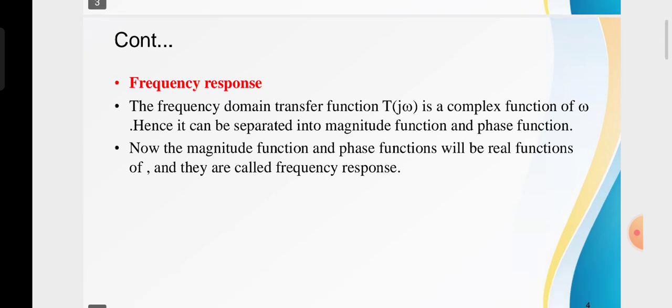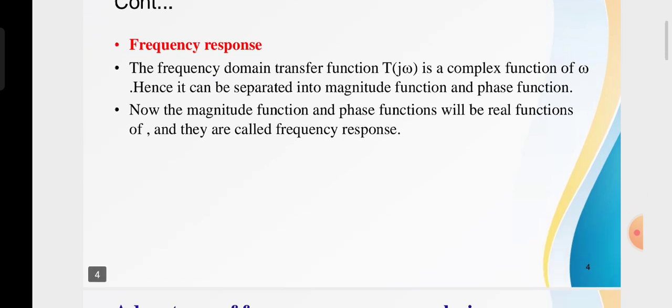Next, what is frequency response? The frequency domain transfer function T of j omega is a complex function of omega. Hence, it can be separated into a magnitude function and a phase function. Now, the magnitude function and phase function will be real functions of omega and they are called frequency response.